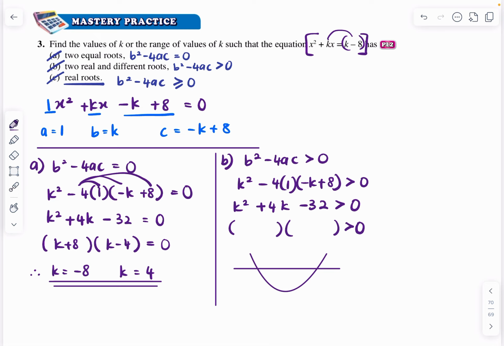Then we factorize. So if you factorize you get k plus 8 and k minus 4. And the roots are negative 8 and 4. Exactly the same. Just that this won't be the answer because this is more than 0. More than 0 would be above the 0 line. So the graph exists here and here. Therefore our range of values would be here and here. So we can say k less than negative 8 and k more than 4.